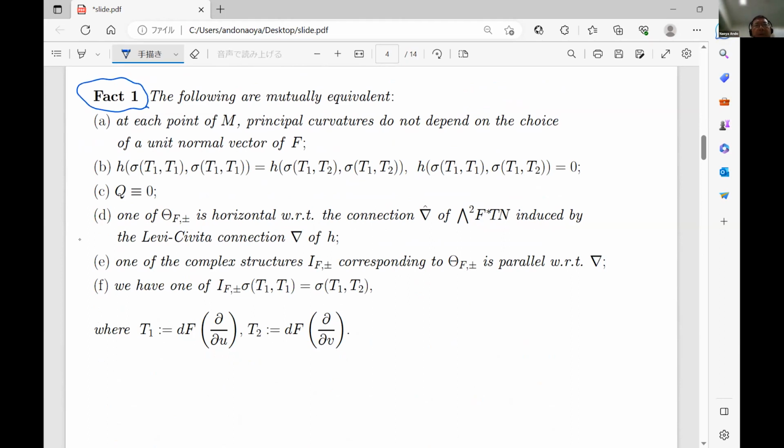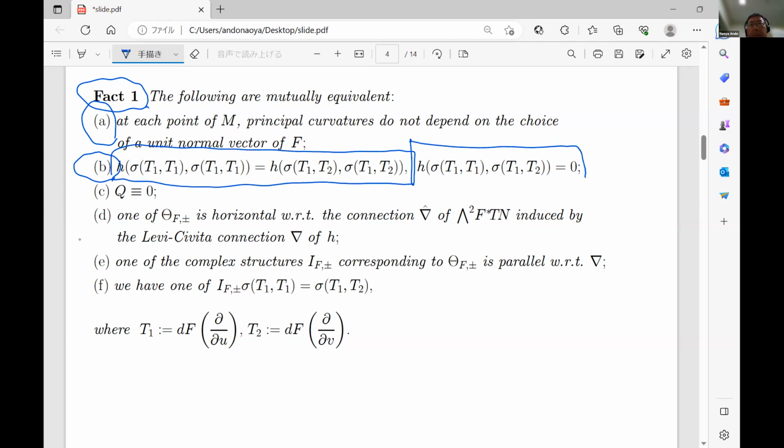The following 6 conditions are mutually equivalent. Condition A: at each point of M, principal curvatures do not depend on the choice of a unit normal vector of F. Condition B consists of two relations between the metric and the second fundamental form. Condition C states the complex quartic differential vanishes.